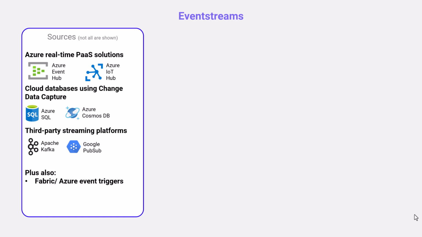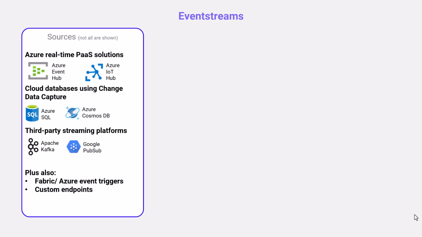Plus, also, we have Fabric and Azure event triggers. We looked at this in one of the earlier videos where we talked about triggers in Microsoft Fabric, and you can trigger an event stream from things like update to a OneLake folder or file or workspace events. So these are the type of triggers that I'm talking about here. So you can stream those events into an event stream also.